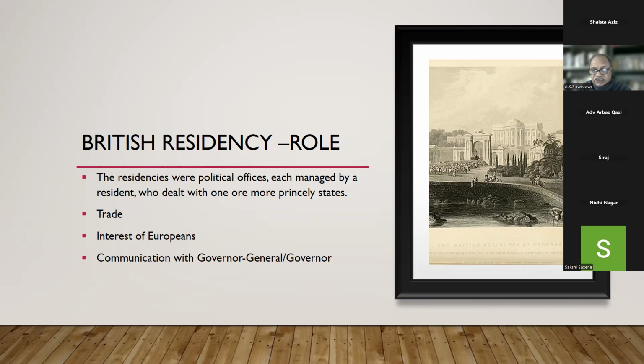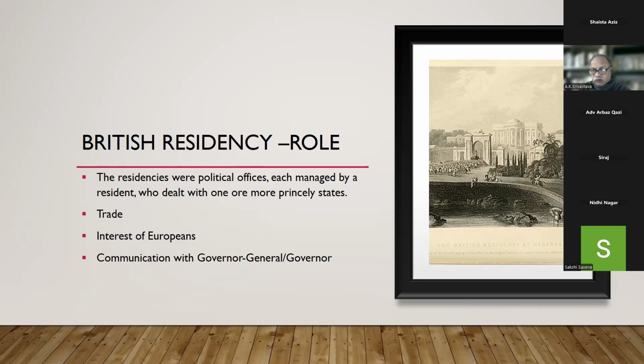So in 1773 and 1775, they entered into a treaty with Shujauddaulah and later with Asafuddaula. At Faizabad itself, the concept of residency started. The resident was more like a diplomat. He was doing liaison, but also looking into trade and the interest of Europeans. And he was also the means of communication with the Governor General.